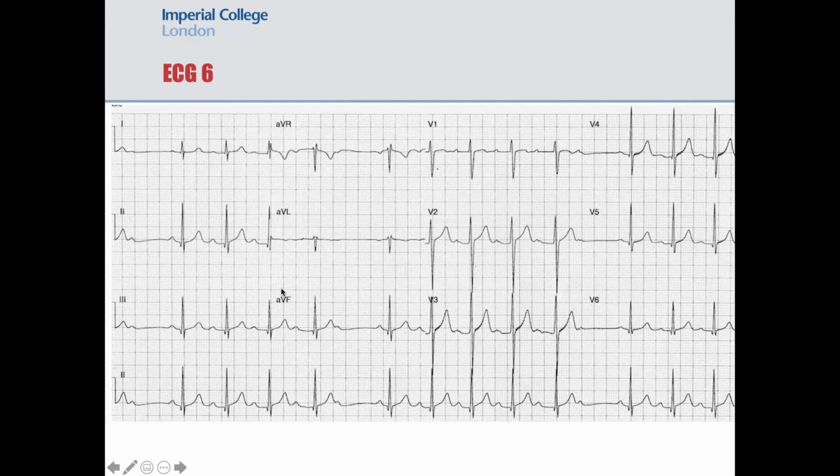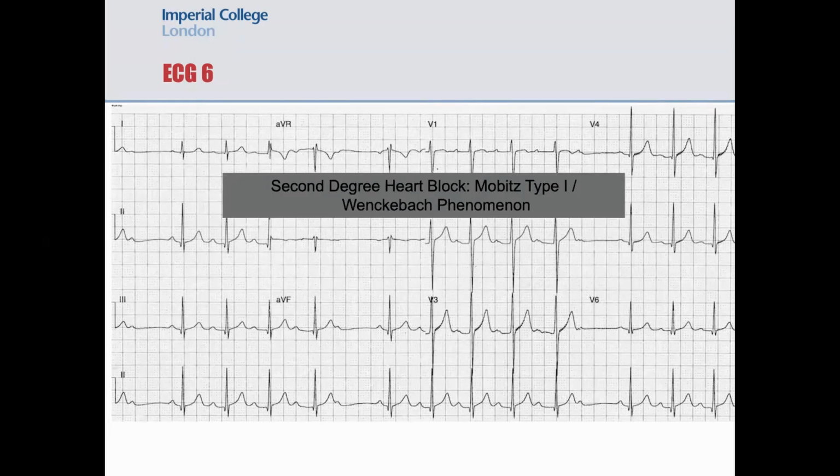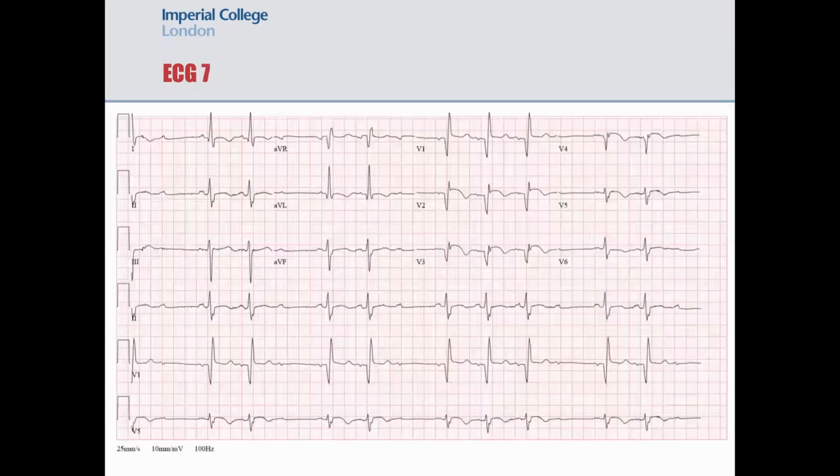But essentially, back to heart blocks, if you look at the PR interval in leads 1, 2, and 3, you can see the PR interval starts off normal in the first complex, then gradually gets prolonged, and then suddenly it drops a beat. So this is your second degree heart block, also known as Mobitz type 1 or Wenckebach phenomenon. Okay, so we're going through 2 more before we talk about heart blocks.